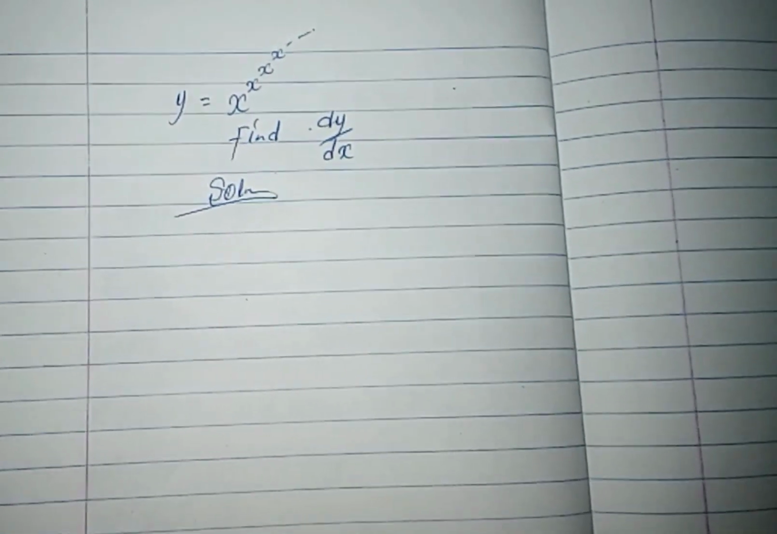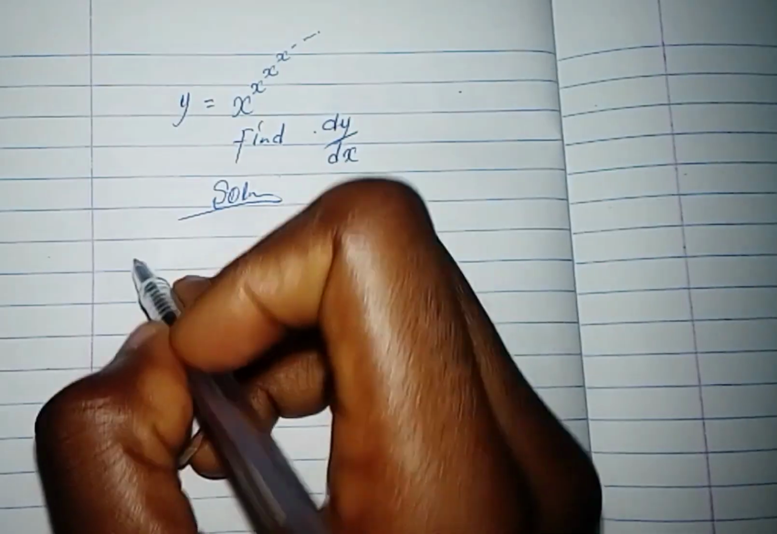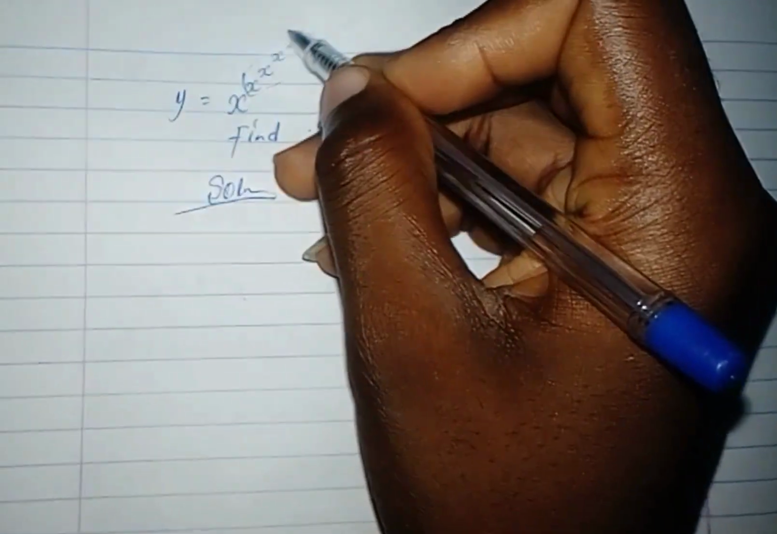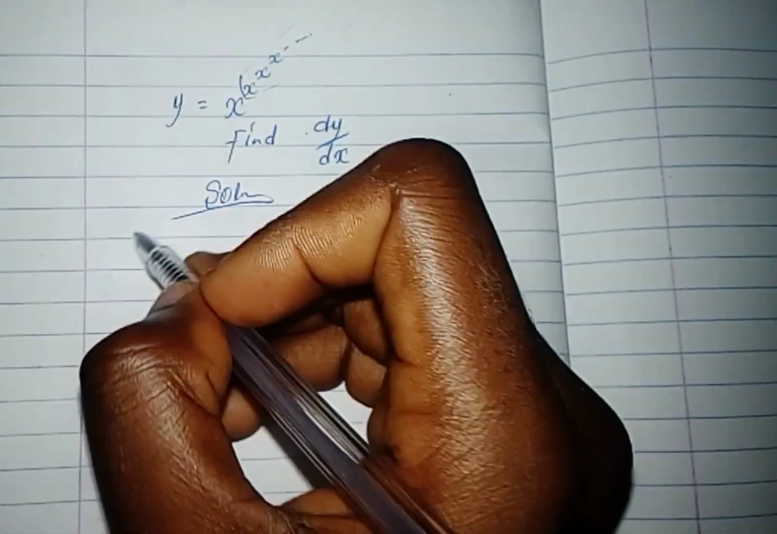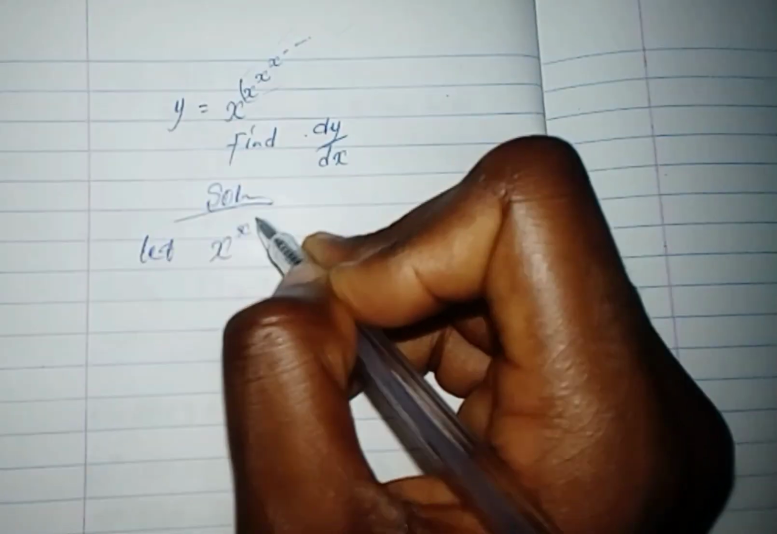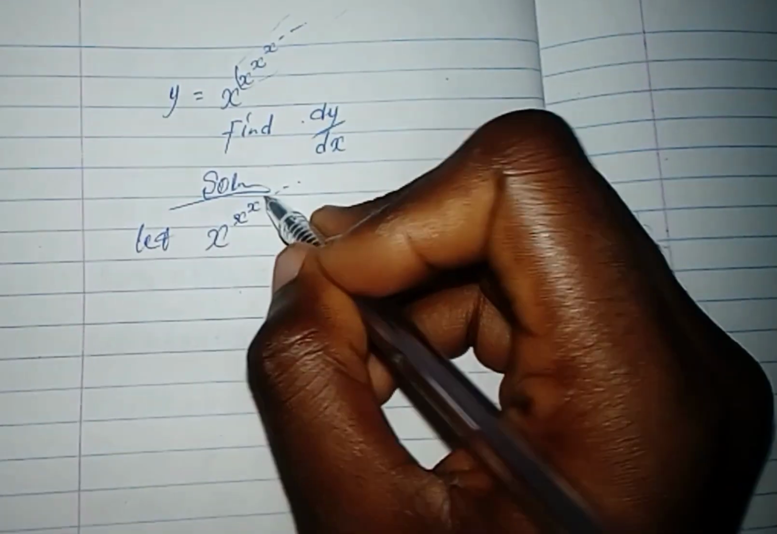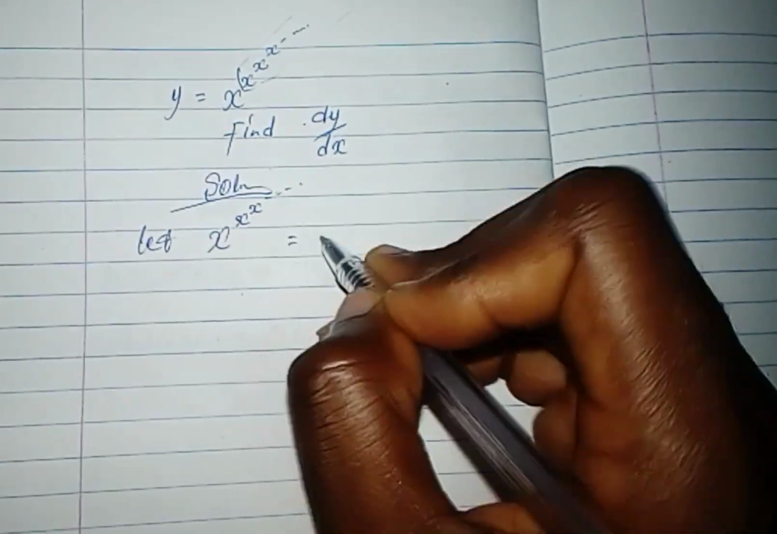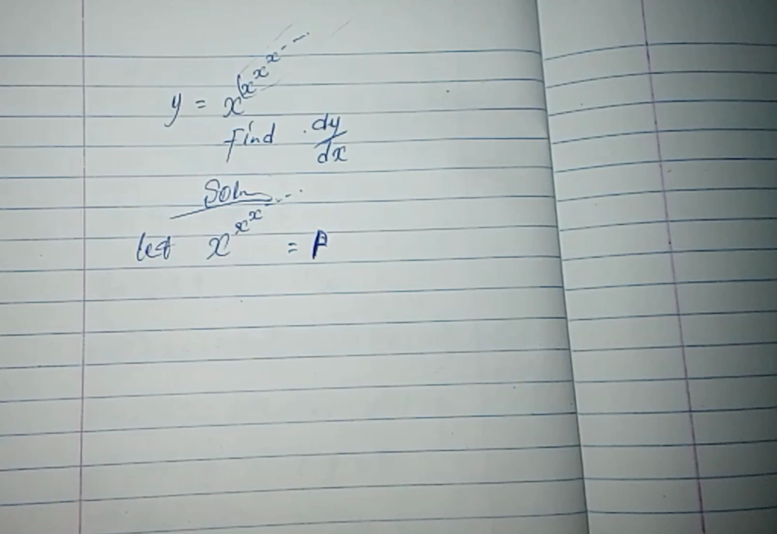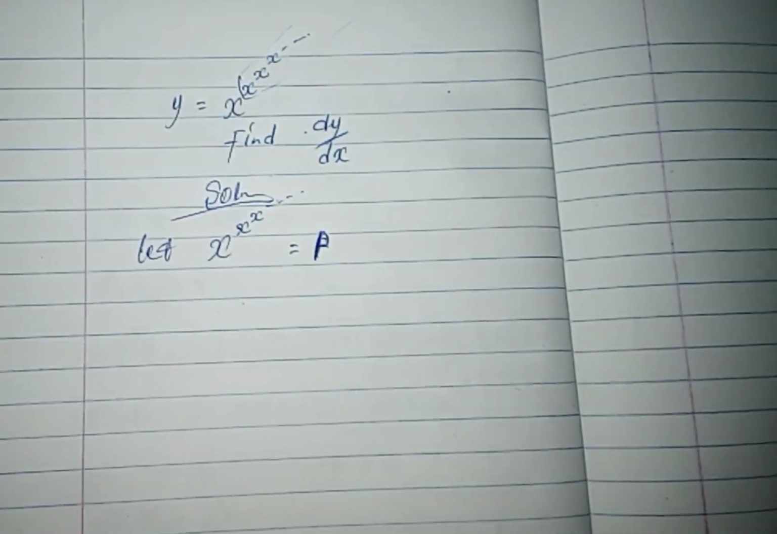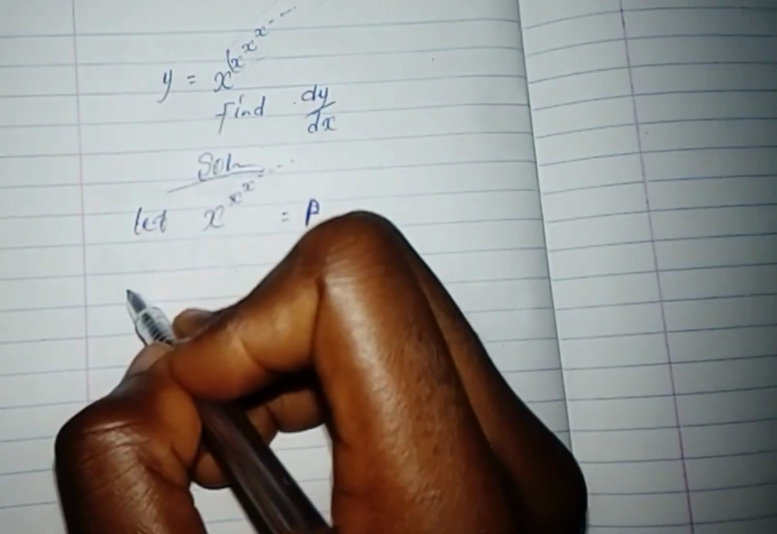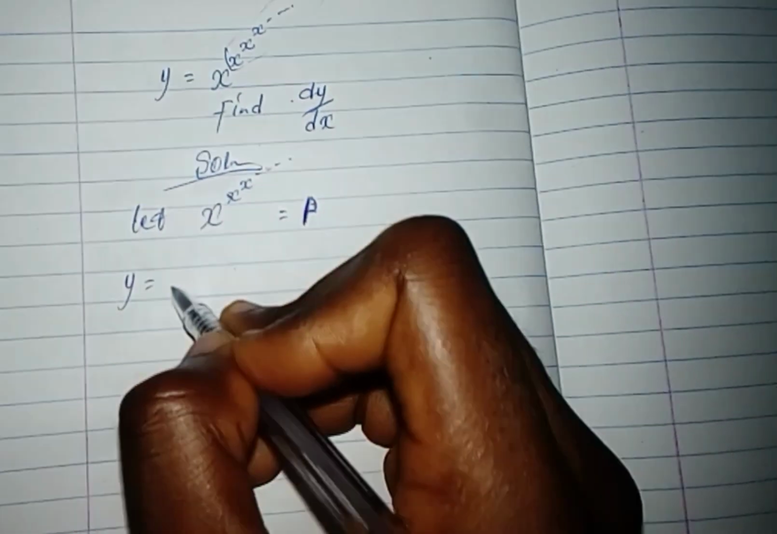But I would love to make it easier for myself by saying this whole x, starting from this, should be some value. I will say let x to the power of x to the power of x and so on equal p. Let's not use k. So I can rewrite the equation as y equals x to the p.